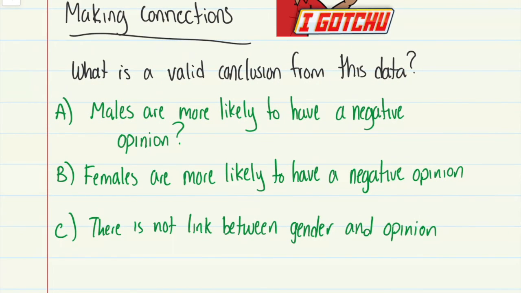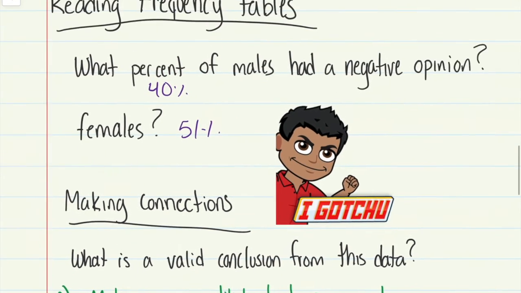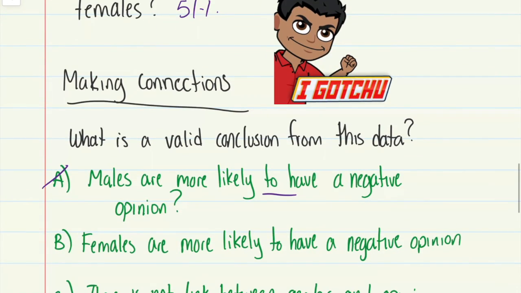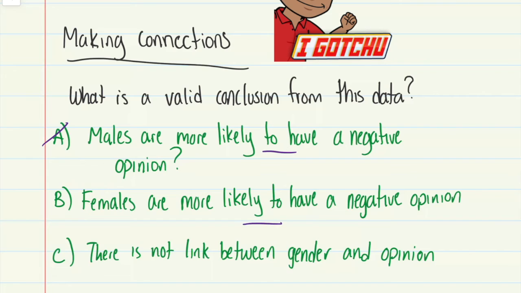What is a valid conclusion from this data? So, males are more likely to have a negative opinion. Well, once you put it into percentages, is that true? Not really, because look, females had a 50% negative, while males were 40. So this one would be false. Females are more likely to have a negative opinion. I think so, right? And watch out, maybe this is a select all that apply, so we gotta read all of them.